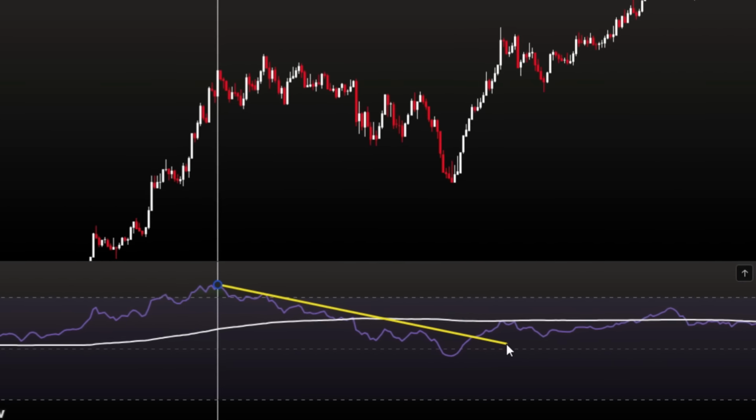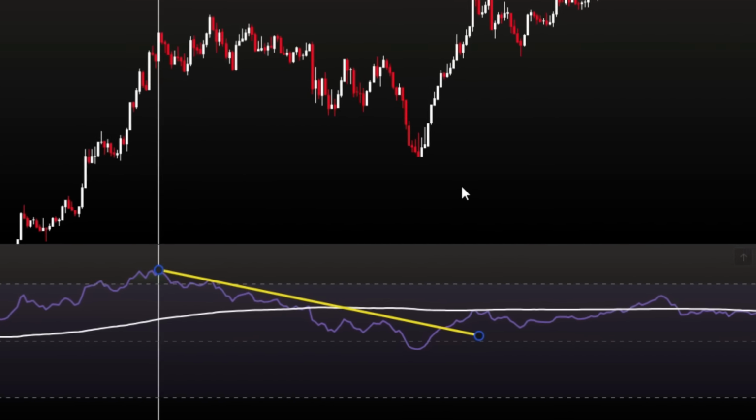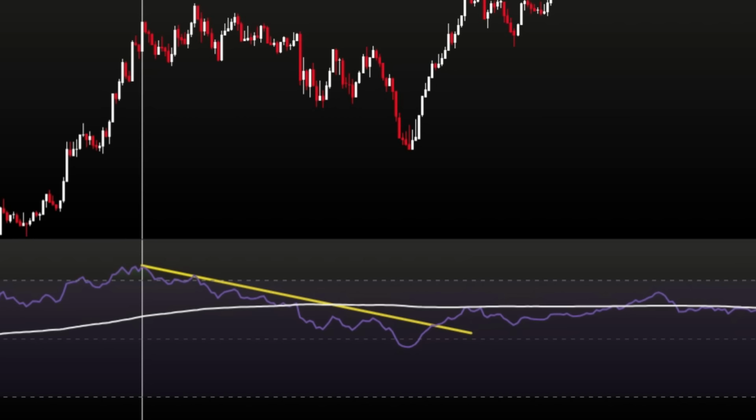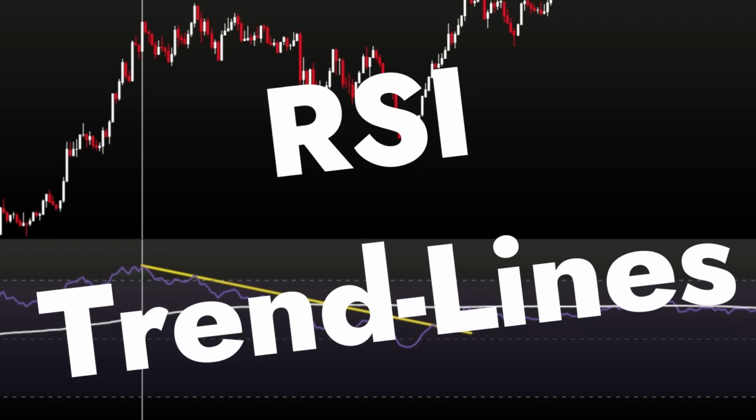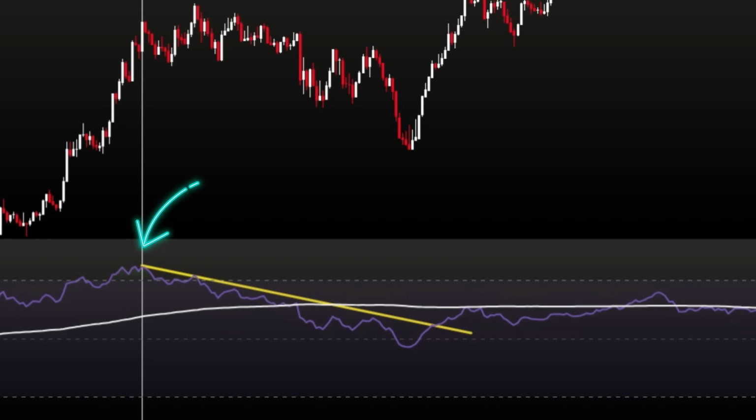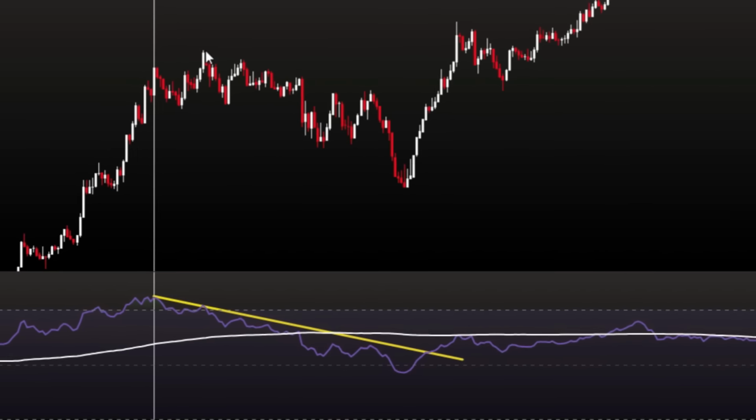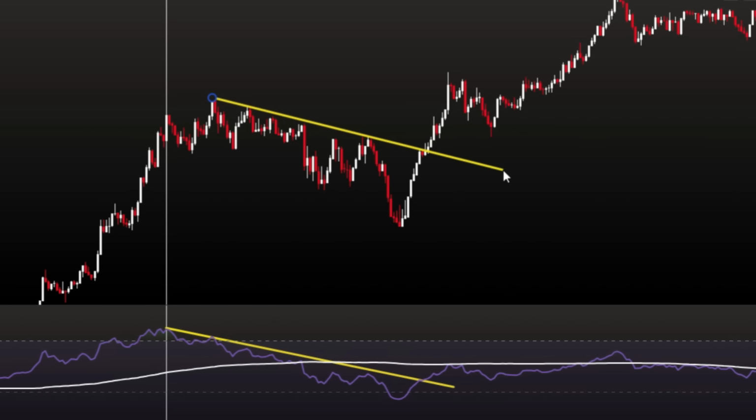We can actually start drawing trend lines on the RSI itself. These are called RSI trend lines. I start from the tip in the overbought zone, draw the trend line and connect each top together, especially the ones near or below the RSI midline. You can do the same thing on the main chart too, just draw a trend line for that downtrend.